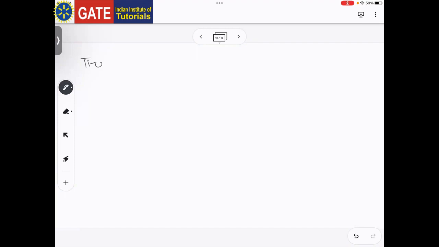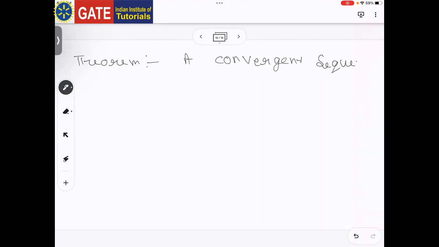Now theorem. A convergent sequence is bounded.